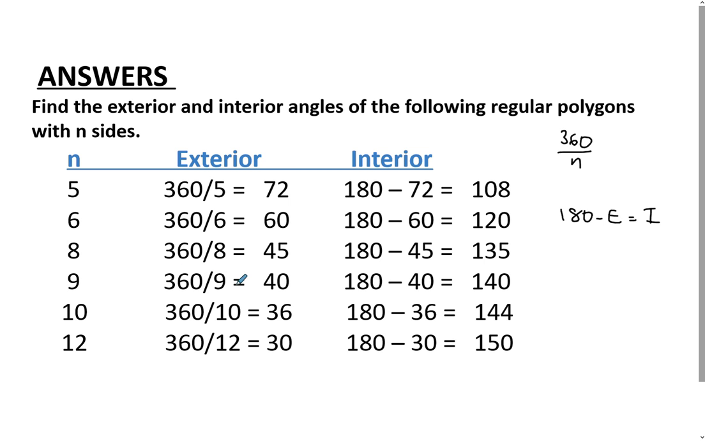360 divided by 9 in a nonagon, so every exterior angle will be 40, and then the interior will be 180 minus 40 is 140. In a decagon, 360 divided by 10 is 36, and then the interior is 180 minus 36 is 144. In a dodecagon, 360 divided by 12 is 30, and then 180 minus 30 is 150. All right? Okay, that's all for now.